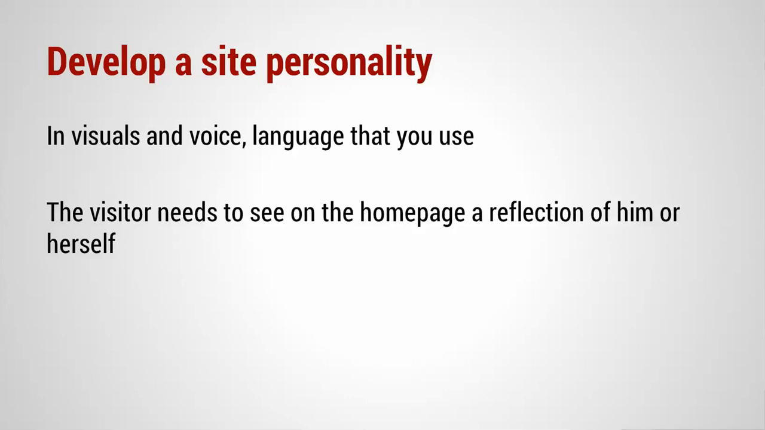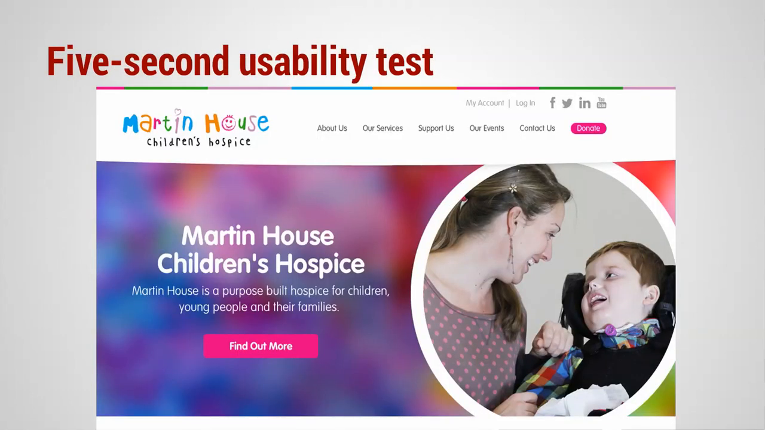Lastly, you want to develop a site personality, and you do this in the visuals and the voice and language that you use. You learned about this in an earlier lesson when you learned about visual connotation. But what I'm getting at here is that the visitor needs to see on the homepage a reflection of him or herself. So this site is for kids. It looks like it's for kids. It's got bright colors. It's got pastel colors. It's got a smiling kid on it. It's got a bright pink button. It's got this cutesy kid font. This is clearly for kids.